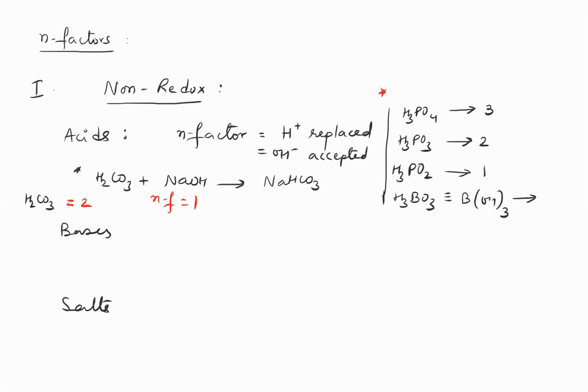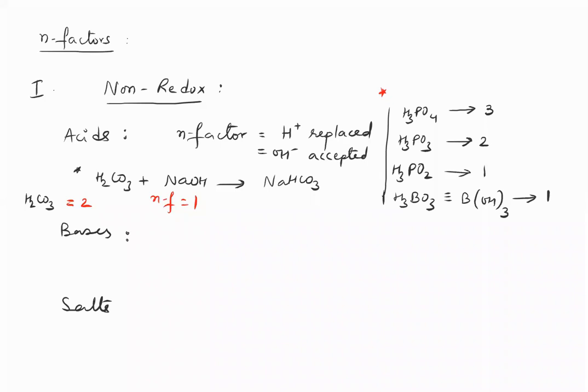This is a different kind of acid. It's not a regular acid like your H2SO4 or HCl. Those are all called Arrhenius acid. This one is a different type of acid. It's called a Lewis acid, something which doesn't donate H plus, but instead it accepts OH minus. And in this case, it accepts 1 OH minus. So therefore, its N factor is 1.